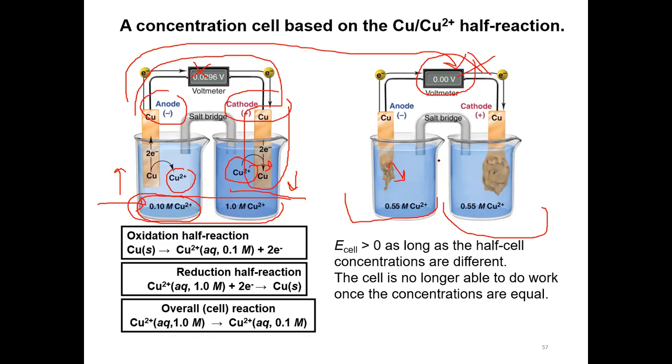Okay, so what they are trying to say here is this. For the overall cell reaction, that was a 0.1 molar and a 1 molar concentration cell. E cell is going to be greater than zero as long as the half cell concentrations are different. The cell is no longer able to do work once the concentrations are equal.